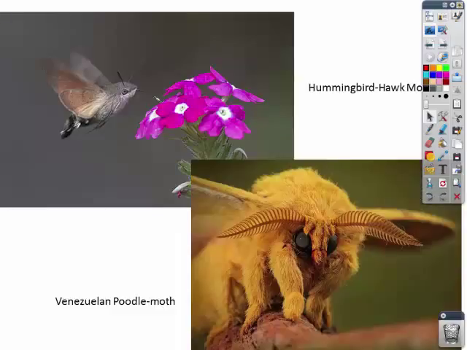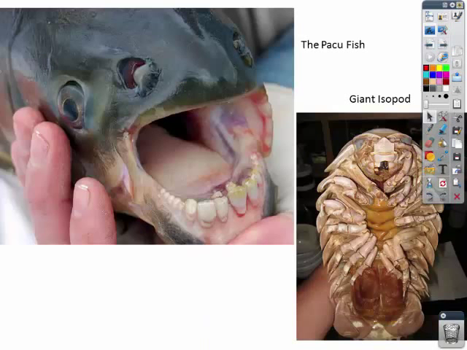There you have the hummingbird hawk moth. You might see those in your yard. I have a couple of those that visit my butterfly bushes. And there you go, the Venezuelan poodle moth. Don't you just want to scratch him behind the ear? Cute little guy. I can't say the same about the pacu fish, or the giant isopod. I wouldn't want to wake up next to them.